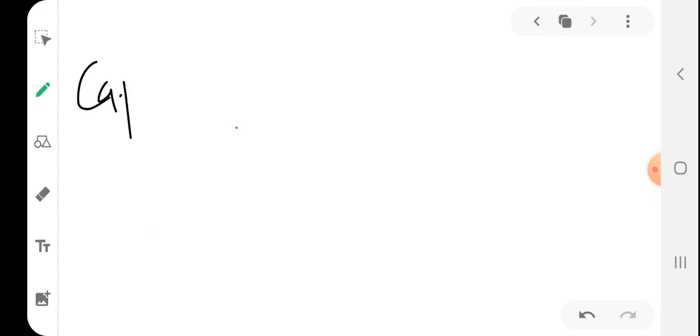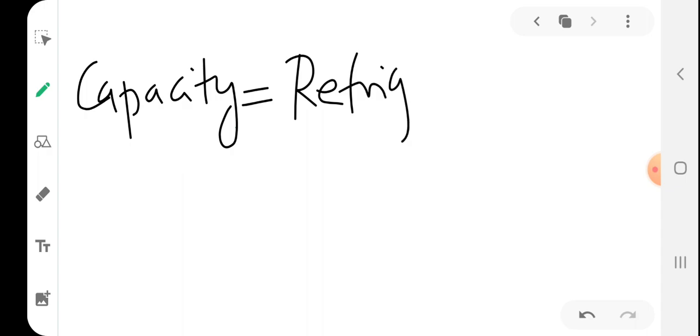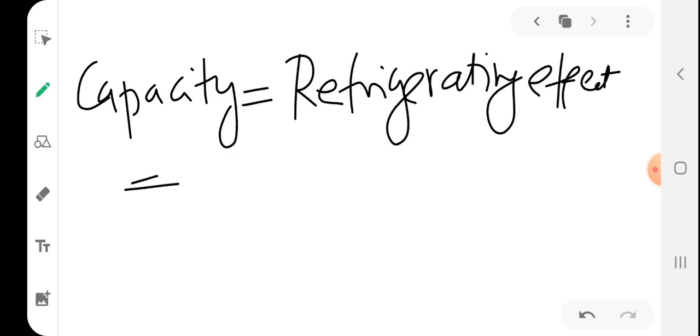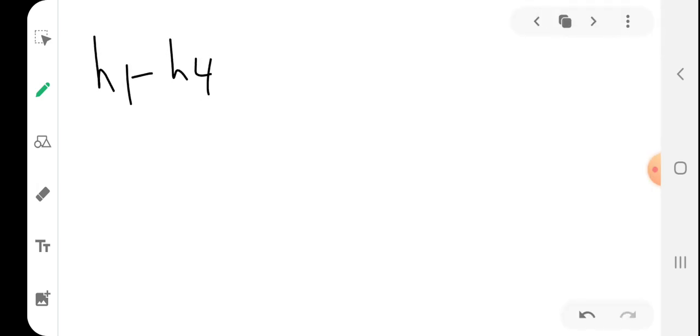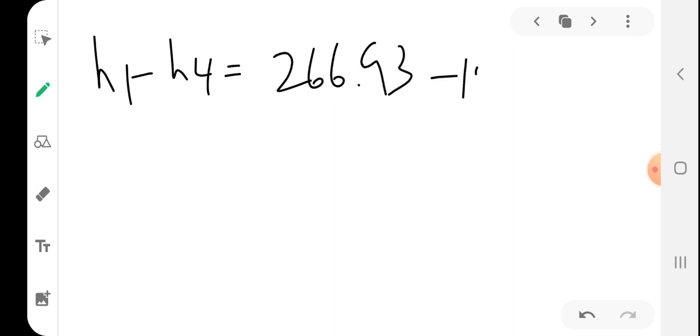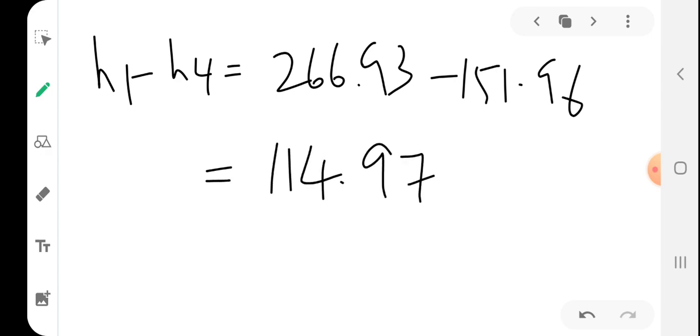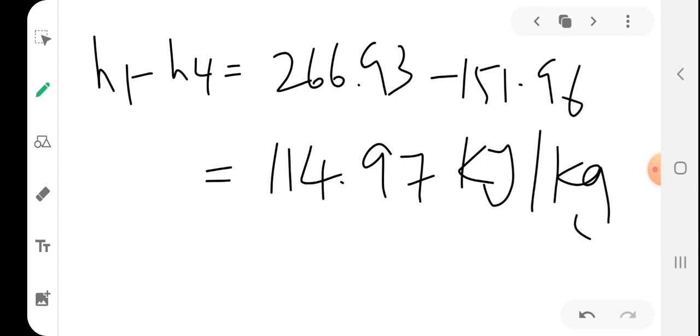So capacity is nothing but the refrigerating effect. So it will be nothing but H1 minus H4. Students, what is H1 minus H4? H1 minus H4 will be 266.93 minus 151.96. It will be equal to 114.97 kilojoule per kilogram, right?